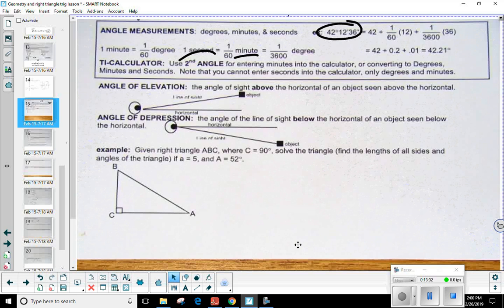Okay. All right. Now, angle of elevation and angle of depression. These are some pretty important phrases that we'll need to know. Angle of elevation, the angle of sight above the horizontal. So it could be from the ground rotated up, or it could be from a person's line of sight. They were looking directly ahead, and that was horizontal to the ground. So the elevation is where you look up from that position. The angle of depression is if you were to look down.